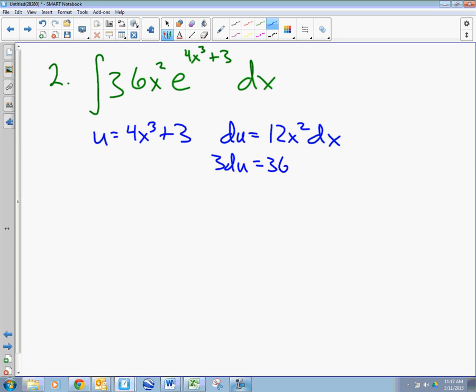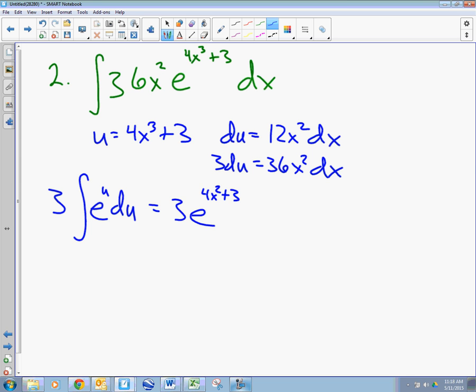3 du is equal to 36x squared dx. So I have 3 times the integral of what? E to the u du. What's the antiderivative of e to the u? E to the u times 3. 3e to the 4x to the 3rd plus 3 plus constant. Yep, 4x to the 3rd, that's what u is.